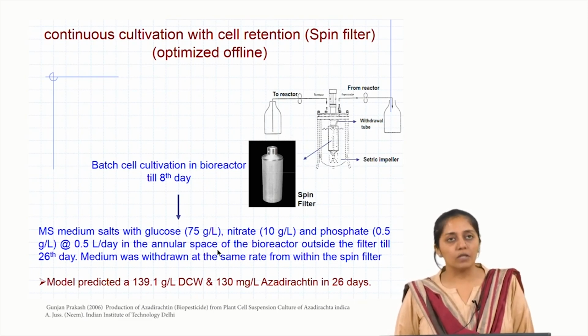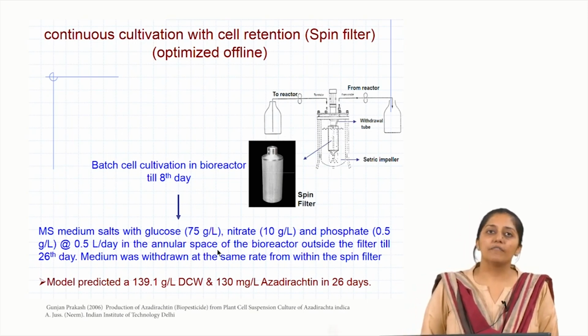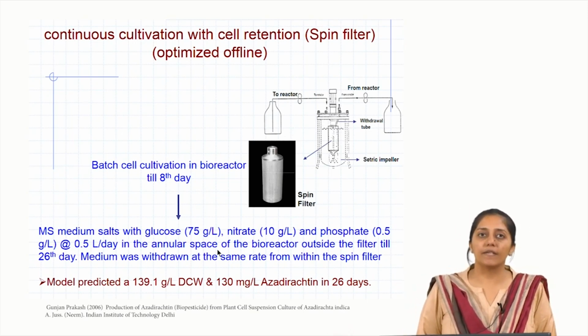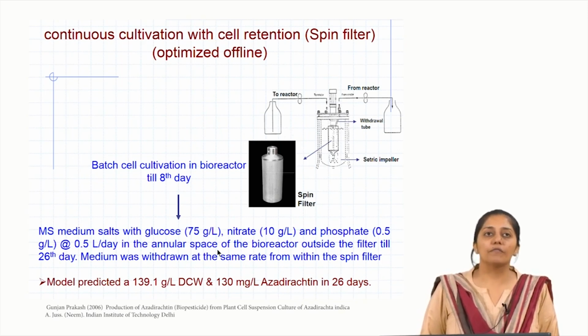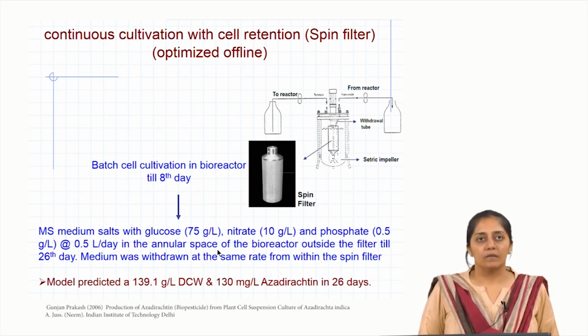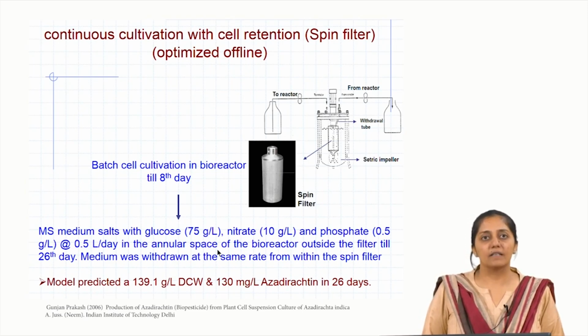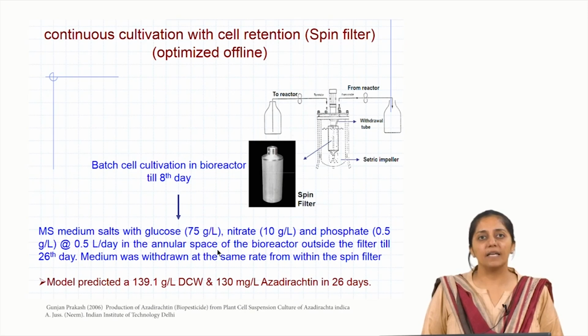The MS medium salts with glucose of 75 grams per liter, a nitrate feed of 10 grams per liter and phosphate of 0.5 grams per liter at a flow rate of 0.5 liters per day was chosen for the experimental study. This continuous reactor was a cell retention reactor setup, in which the feed was sent in the annular space of the reactor outside the filter till the 26th day, and the medium was withdrawn at the same rate from inside the spin filter.